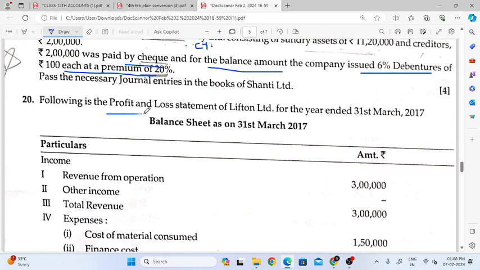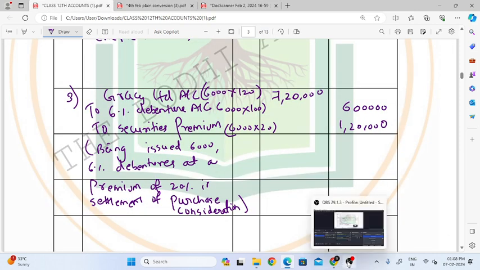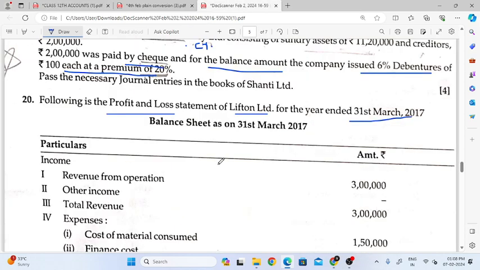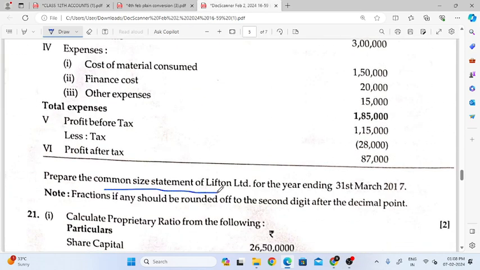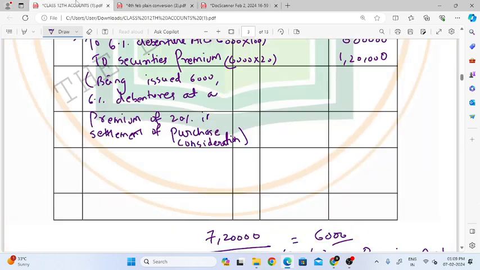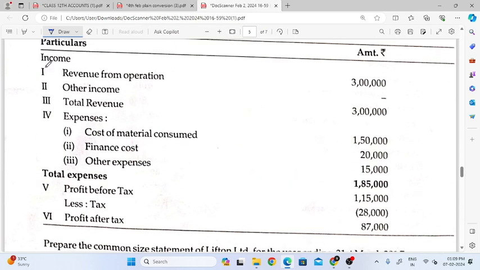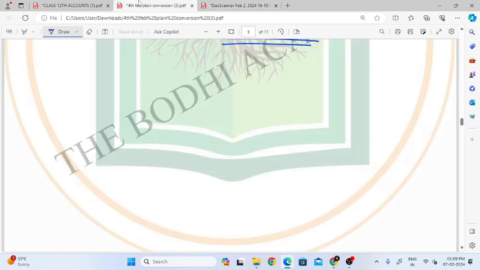Then following is the profit and loss statement of Lifton Limited for the year ended 31st March 2017. Okay, so prepare the common size statement of Lifton Limited for the year ending 31st March 2017. So how we are going to prepare? Since they have given this like revenue from operation 3 lakh, then other incomes. Okay, you have to find out how much is the percentage.